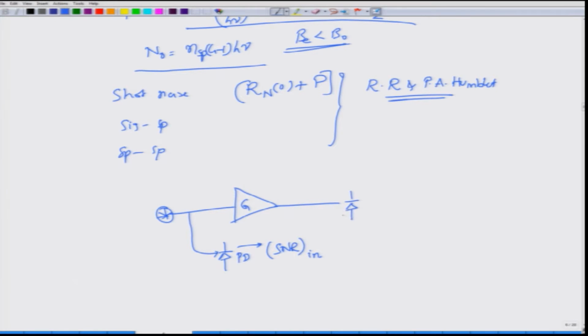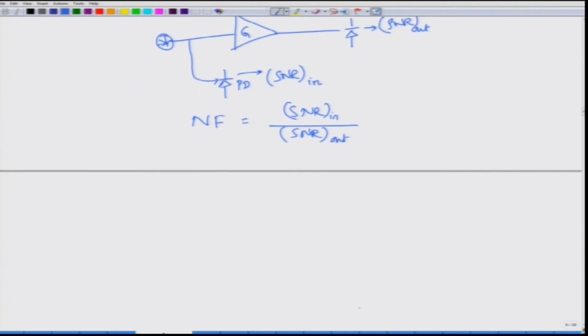If you now put in one more photodiode, okay, this photodiode would also produce a signal, okay, the photocurrent, which is now because of the amplifier it would be higher, but there will be a signal to noise ratio at the output. We define the noise figure as the ratio of the signal to noise ratio at the input to the signal to noise ratio at the output. Let us quickly evaluate these two terms.